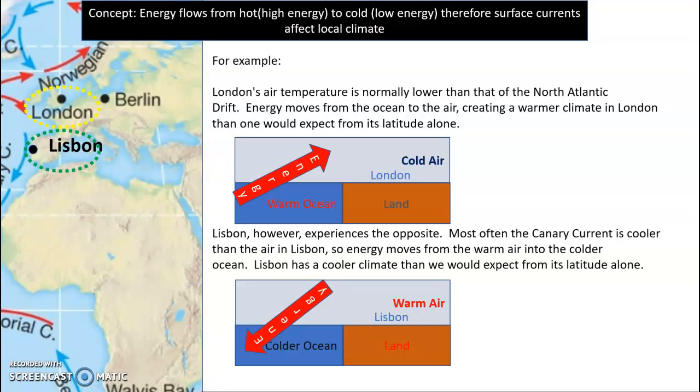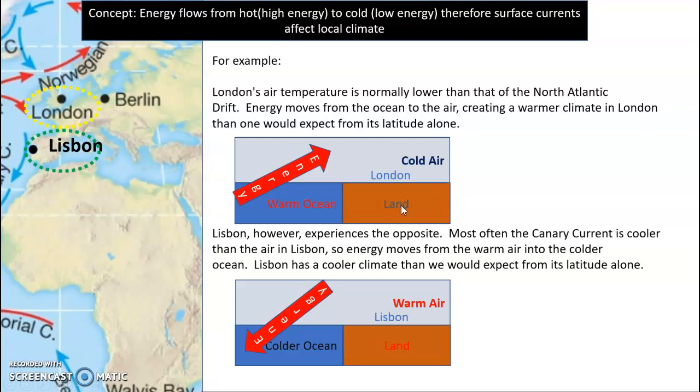Next, these currents, as they're flowing, bring the conditions of the current to local areas and change the climate in local areas. London is really quite far north, but if you notice, it's right next to this North Atlantic Drift up here that comes in near London. And it turns out London is much further north than we are.